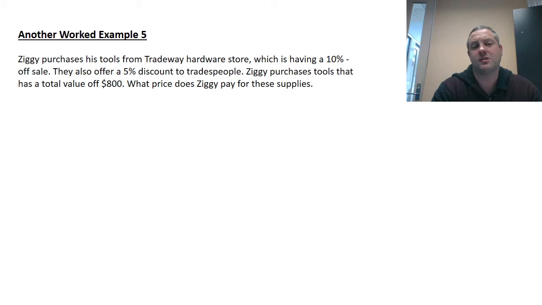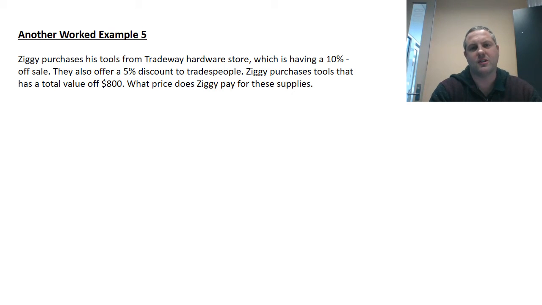Here's another example from worked example 5. Ziggy purchased his tools from Tradeway hardware store, which is giving a 10% off sale. They also have a 5% discount to tradespeople. Ziggy purchased tools with a total value of $800. The question is asking, what price does Ziggy pay for these supplies?